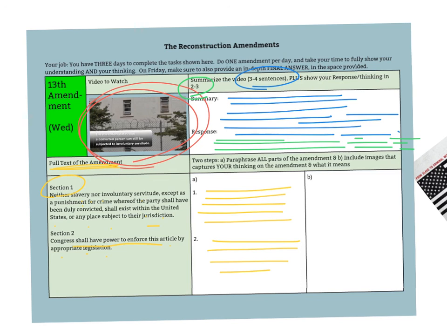Then over here, you are going to drop in some images. So you can drop in some JPEGs, or you can drop in PNGs, or you can drop in some GIFs or whatever. But you want to think about what are some pictures that represent what the amendment is about and what it means to you, okay? Those can be symbols.